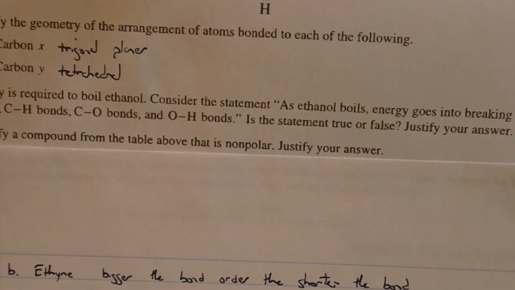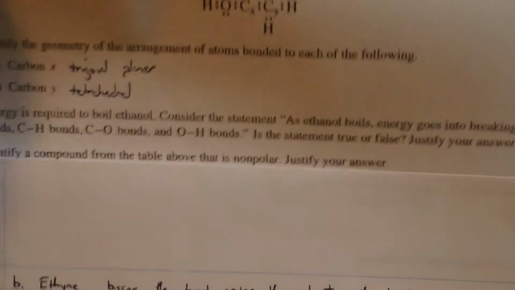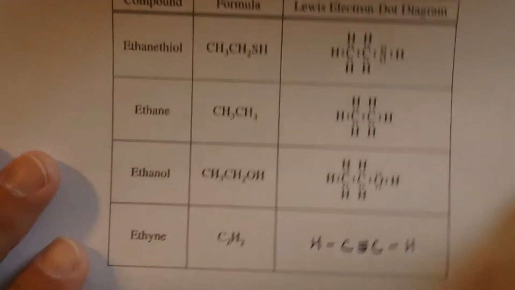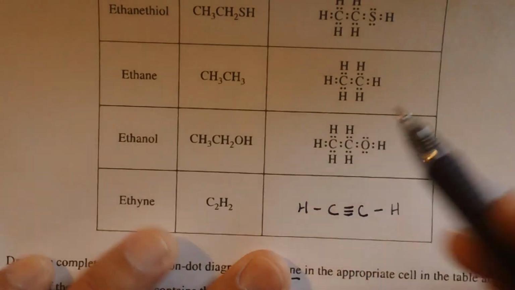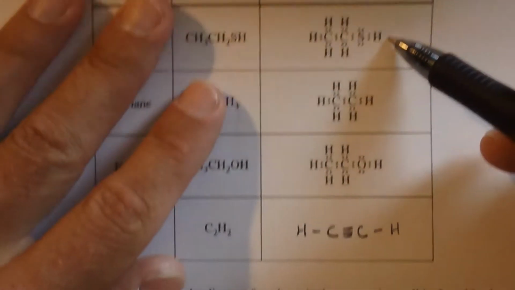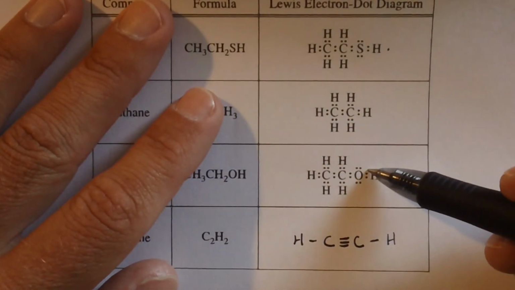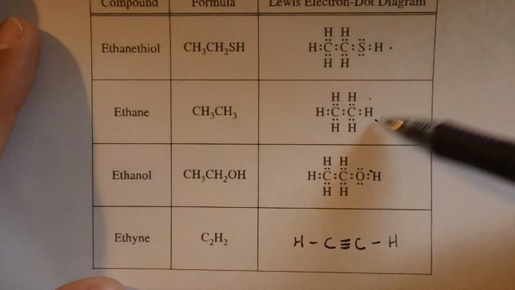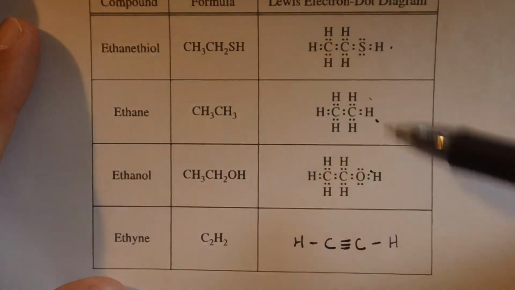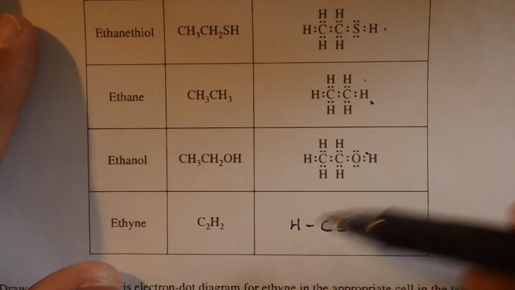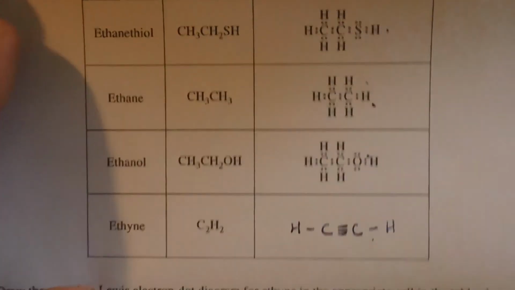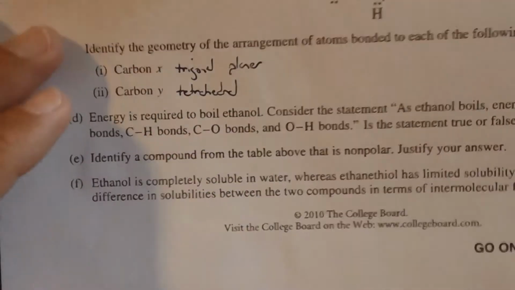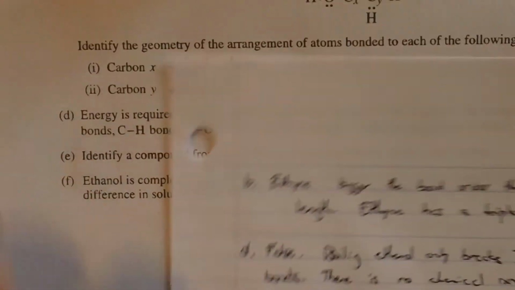Part E says identify a compound from the table that is nonpolar. Justify your answer. You have two options here for nonpolars. This guy's dipole-dipole forces. That guy has hydrogen bonding, right, which is a dipole-dipole force. Ethane, that saturated hydrocarbon, is nonpolar. Ethine, and the one we drew at the bottom, also nonpolar. So either one of those. So I'm going to choose ethane for fun. Either one of those would be fine.